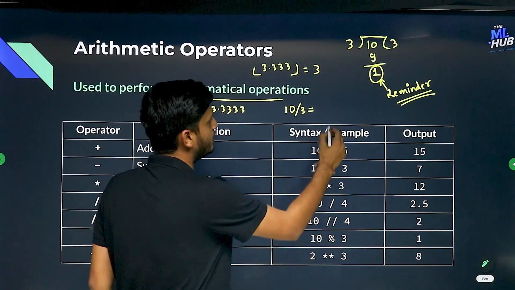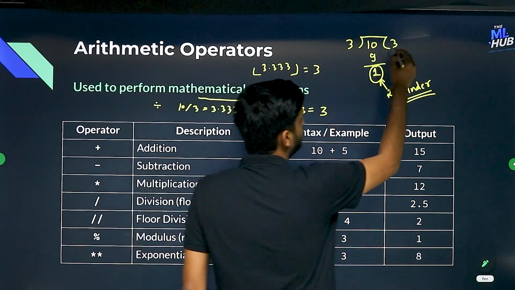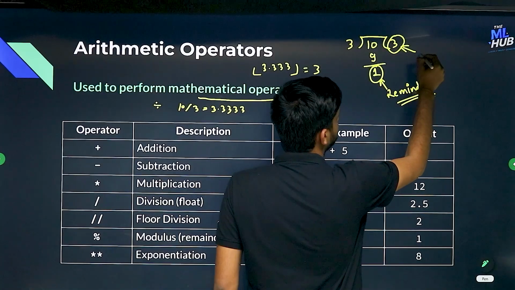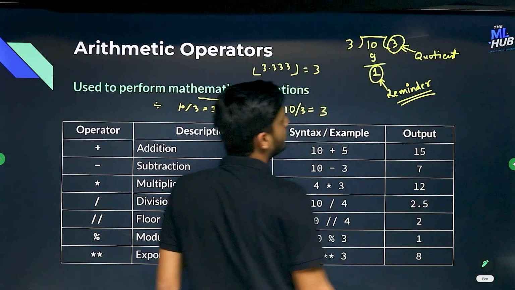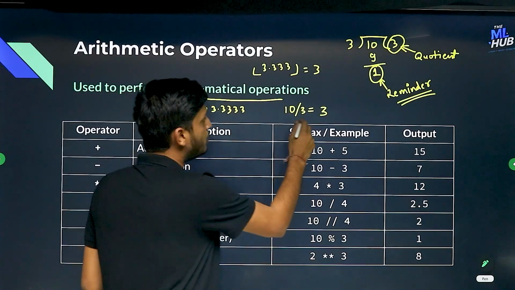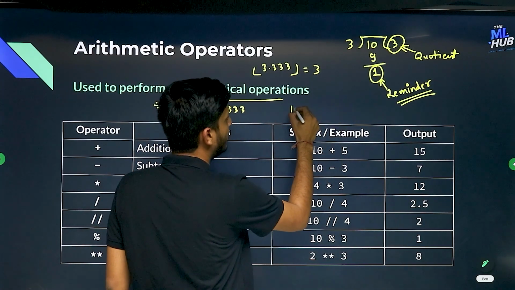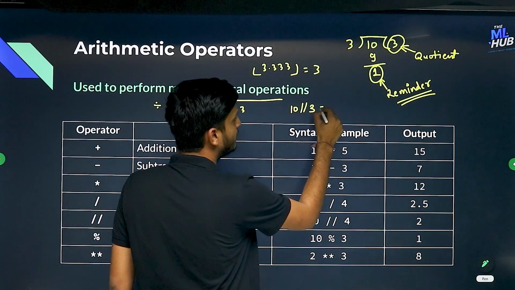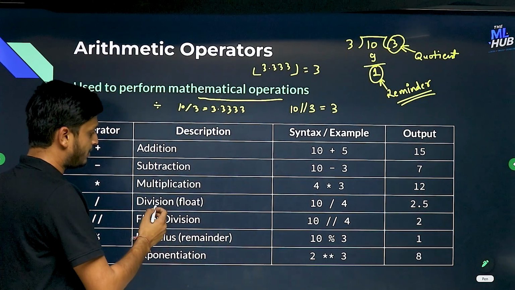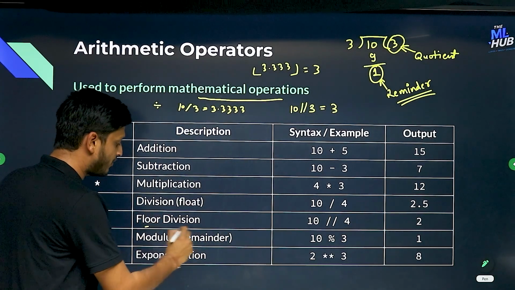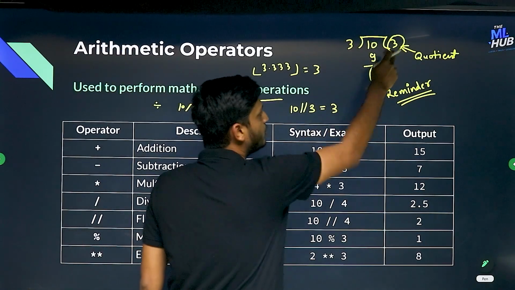10 by 3 will be 3. So it is the quotient when you perform the division. No, not by 3. Actually, I should write 10 by 3, right? It will give you the value 3 because it is just giving you the floor division. Floor division is nothing but the quotient when you divide.